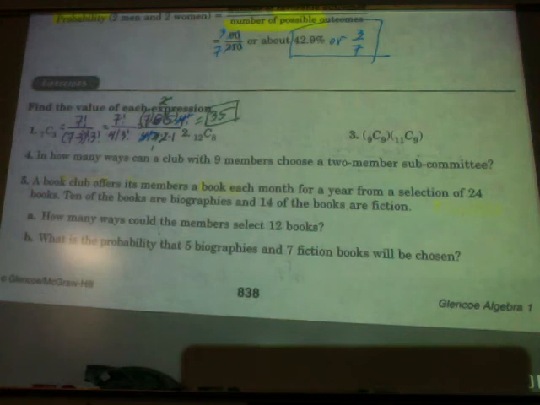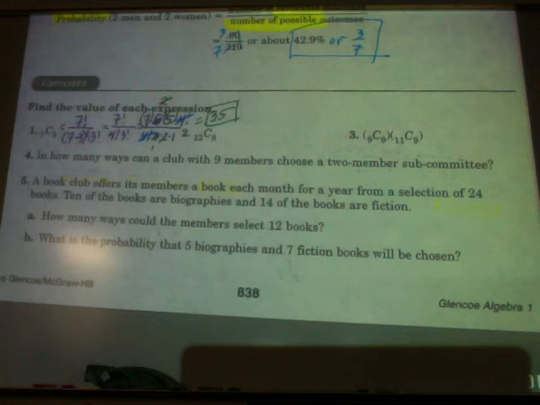So it says a book club offers its members a book each month for a year from a selection of 24 books. 10 of the books are biographies and 14 of the books are fiction. How many ways could the members select 12 books? Because if they're getting a book a month for a year, isn't that 12 books? So they're selecting 12 books out of how many total are possible? 24, right? Does order matter in the books that you read? It really doesn't matter.